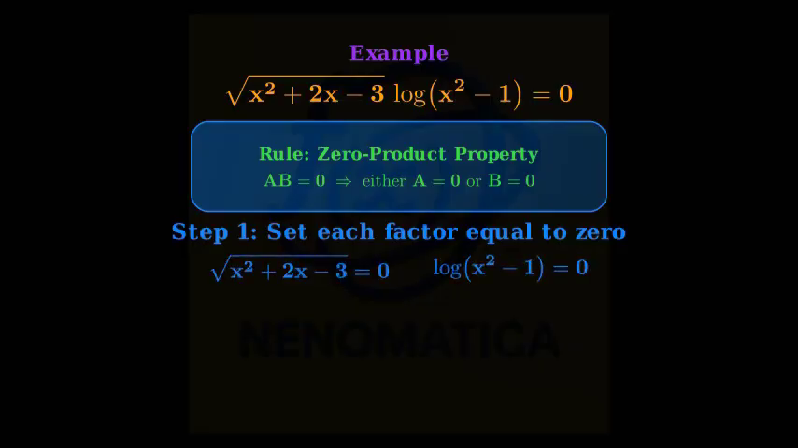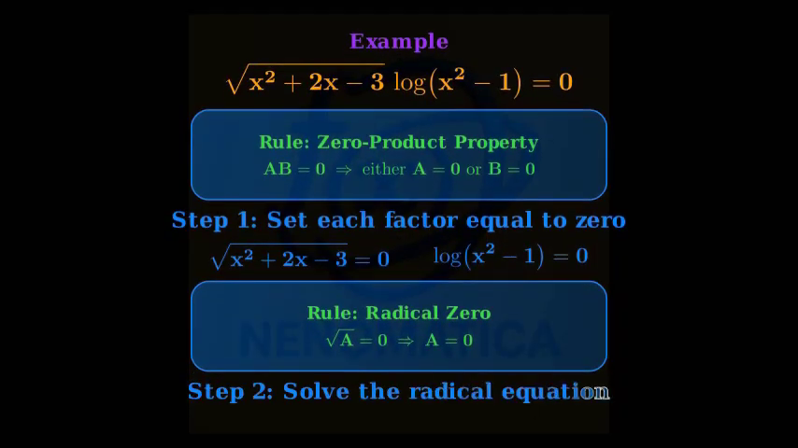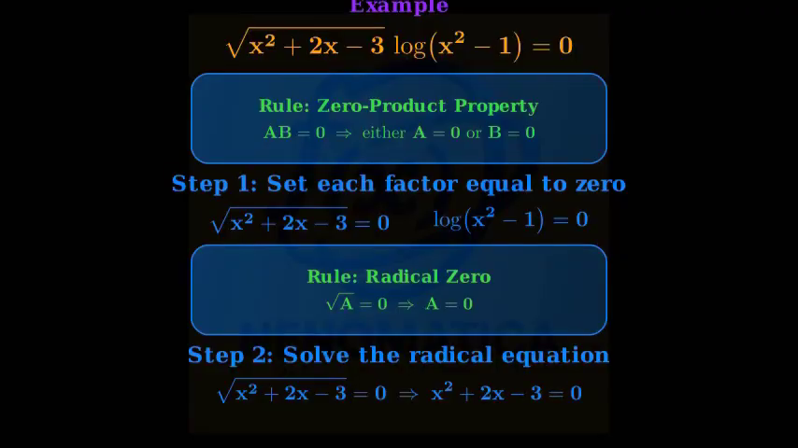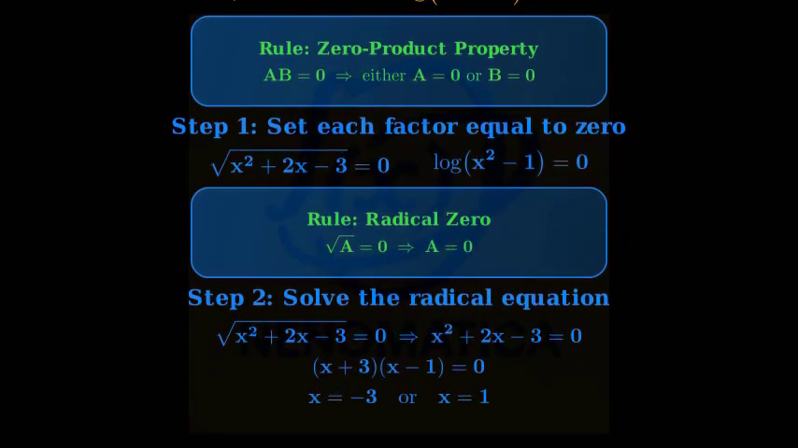Solve the radical branch. For a principal square root to be 0, the inside must be 0. Show the radical rule box. Add the step title. Convert the square root equation to a quadratic. Factor the quadratic. Write the candidates from this branch.